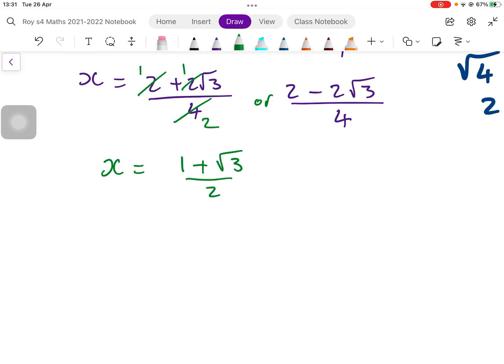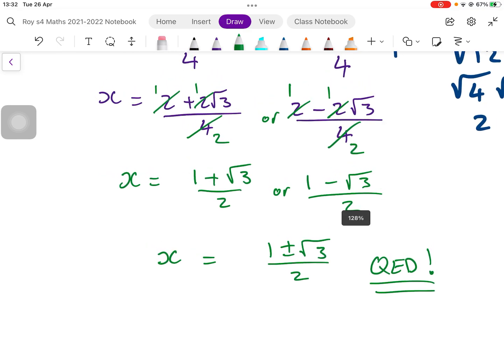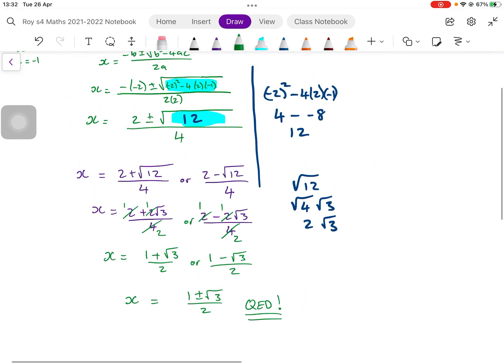And my second solution, really similar, this divides by 2 to give 2, 2 divided by 2 gives 1, 2 divided by 2 gives 1. So my other solution is 1 minus root 3 all over 2. So both my solutions come from 1 plus or minus the root of 3 all over 2, which is what I was asked to show. So I can say QED, okay? So I've proven it.